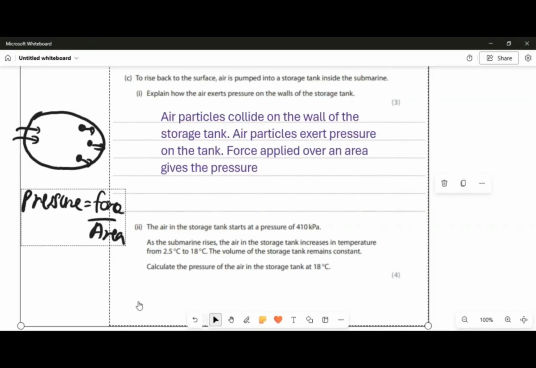Air particles collide on the wall of the storage tank. Air particles exert a pressure on the tank. Force applied over an area gives the pressure. So I think you understood that one clearly. So we'll move to the last part of the question.